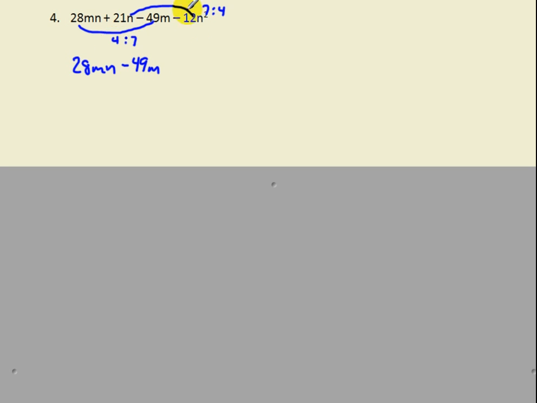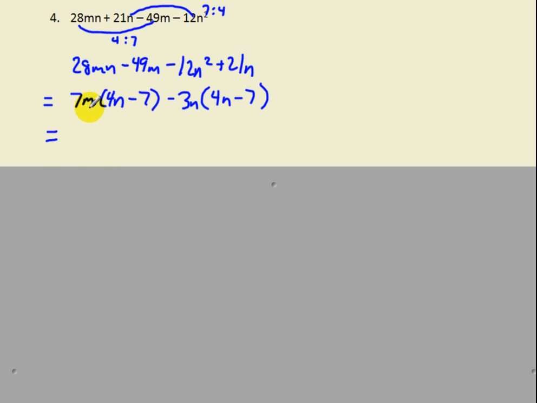And then again, this is 4n minus 7, so I want to rearrange these terms to get a 4n minus 7. So minus 12n squared plus 21n. So from the first two, see what we can factor. We're going to have a 7 and an m. So that leaves us with 4n minus 7. And then we want the sign to match, so we're going to factor out a negative 3n, and that will leave us with 4n minus 7. So lo and behold, we end up with 4n minus 7 twice. So this is equal to 7m minus 3n all times 4n minus 7.